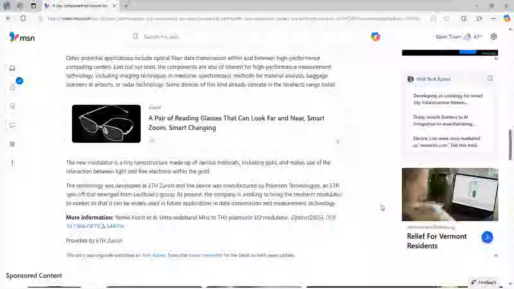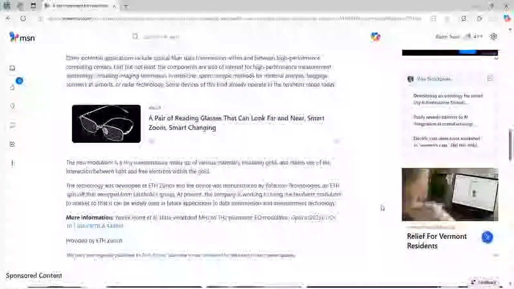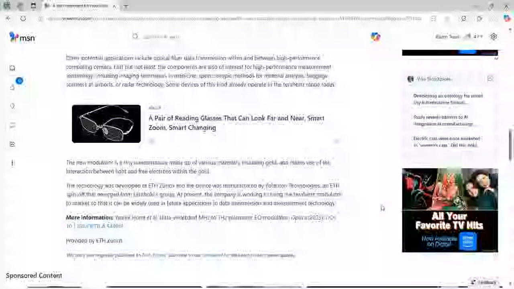The technology was developed by ETH Zurich, and the device was manufactured by Polarization Technologies, an ETH spin-off that emerged from Leithold's group. At present, the company is working to bring the terahertz modulator to market so it can be widely used in future applications in data transmission and measurement technologies.